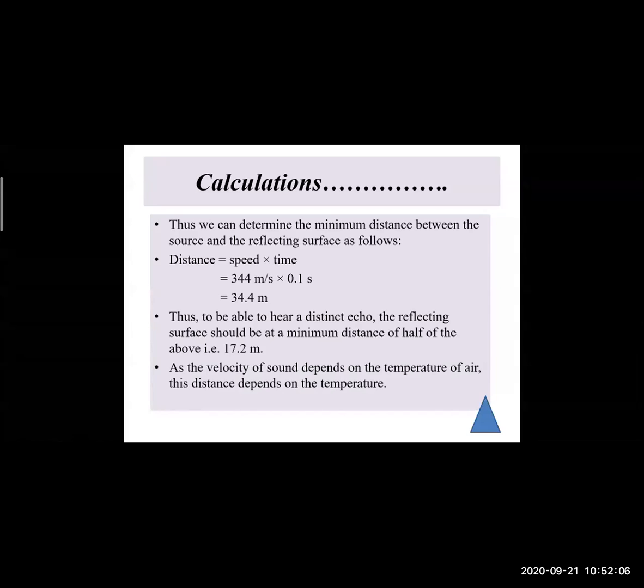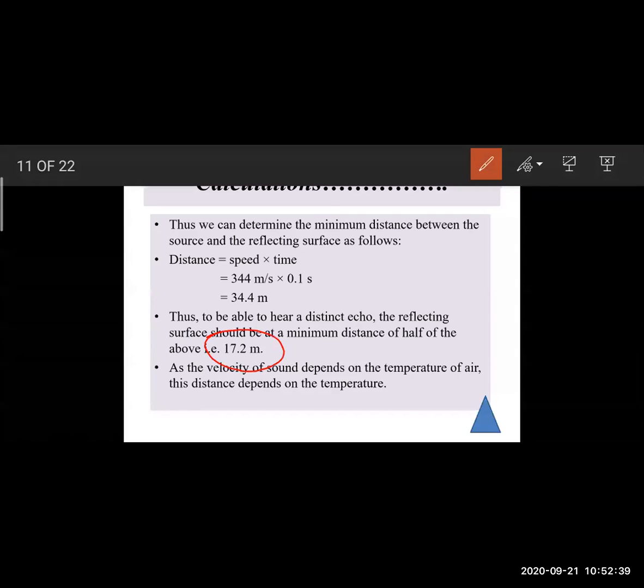As the velocity of sound depends on the temperature of air, the distance depends on the temperature. We have seen in previous lectures that if we increase temperature, the velocity of sound will increase. So temperature is directly proportional to the velocity of sound. In hot temperature the 17.2 meter will be less, and in cold temperature there may be more distance. The minimum distance we are getting, 17.2 meter, will be totally dependent on the temperature of the atmosphere.